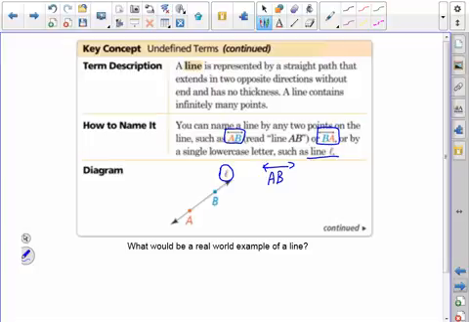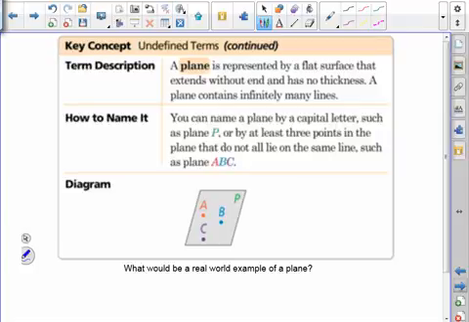So let's take a look at our last undefined term, which is a plane. Now, a plane is a flat surface, and the way it is formed is by looking at any 3 points that are not on the same line. And I really want you to highlight that in your notes. At least 3 points not on the same line.